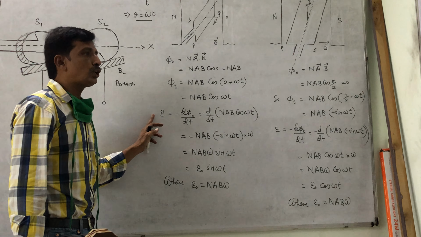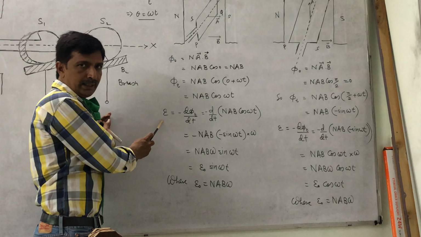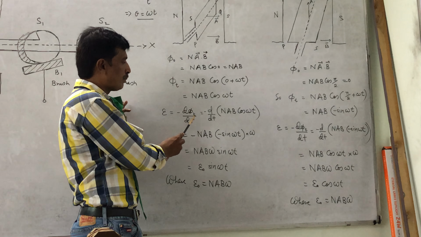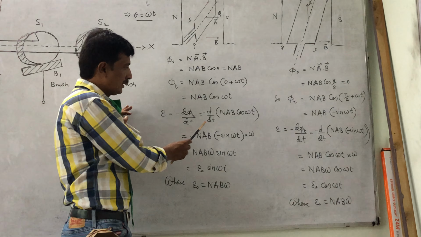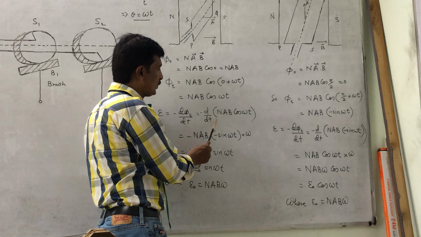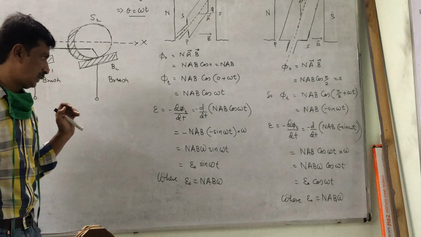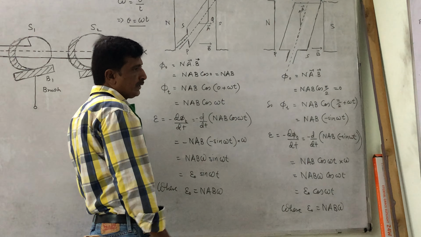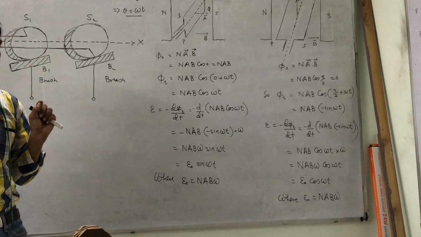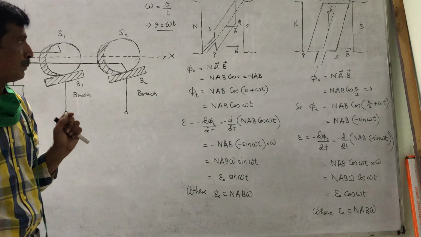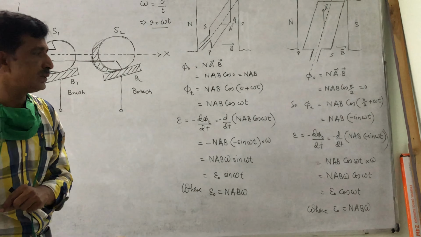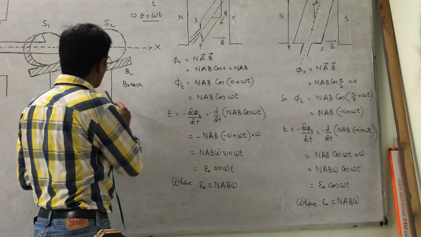But what about the rate of change of magnetic flux at that time? So E is minus d phi t by dt, that is minus d/dt of NAB cos omega t. The minus sign is due to Lenz's law. That is, the induced EMF and induced current are produced in such a way that the magnetic field produced due to it opposes the very cause, here the motion of the coil.